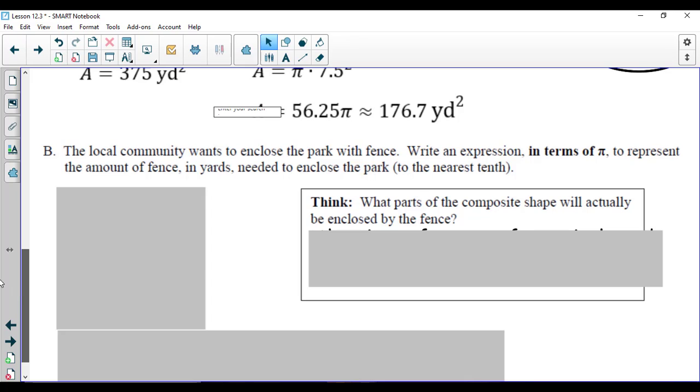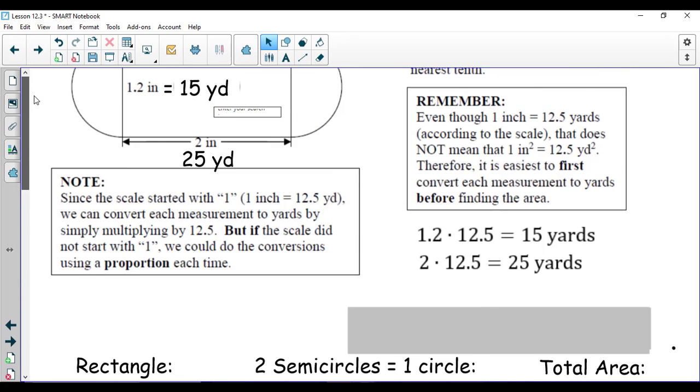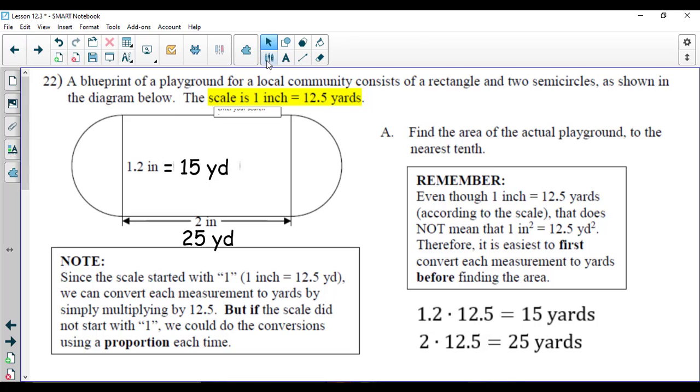So the first thing we want to consider is what parts of the composite shape will actually be enclosed by the fence. So if we're looking at the outer edges here, I'm going to go ahead and slide back up. That's just going to be these outer edges. I'll highlight them the best that I can in yellow. So that's going to be the two longer sides of the rectangle, and then the circumference of each of these semicircles.